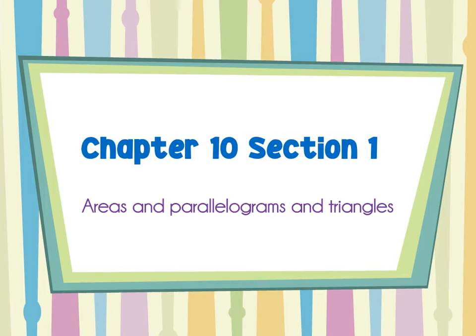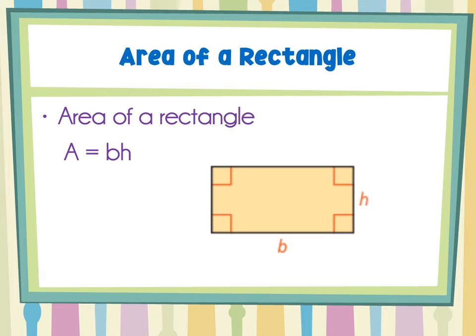Okay, so 10-1 is called areas of parallelograms and triangles. What's funny is that there are rectangles in here, which isn't in what your book names the section, but there are rectangles. So the areas of rectangles, parallelograms, and triangles are what we're going to cover today. We start with the rectangle. We're going way back, folks.